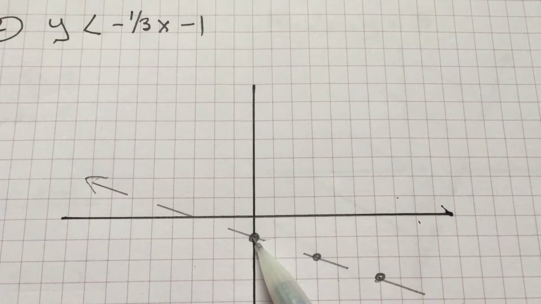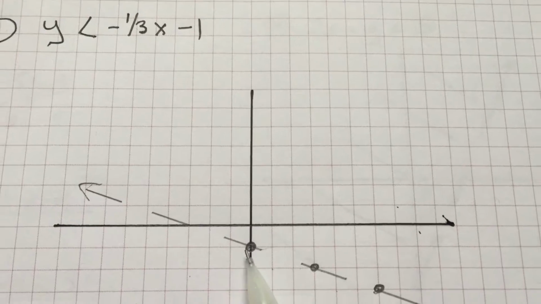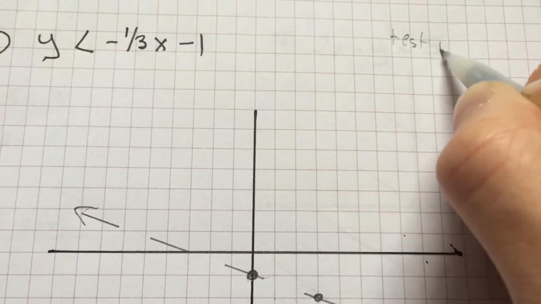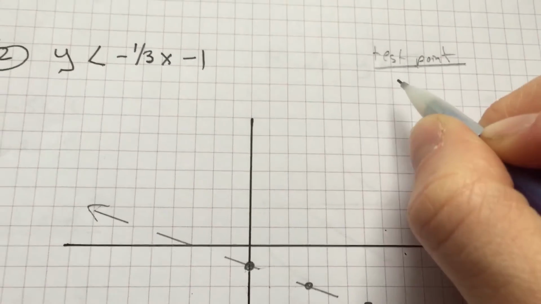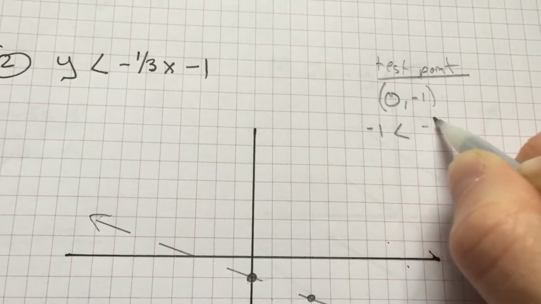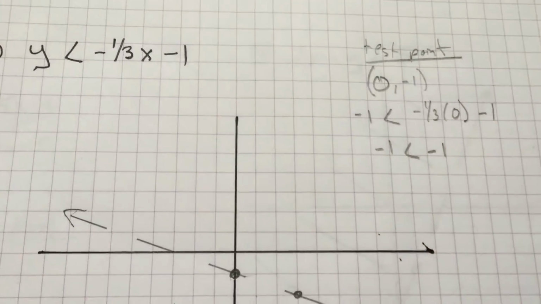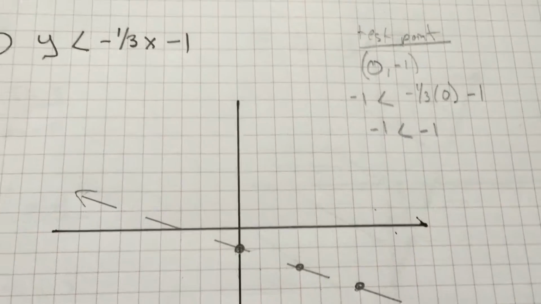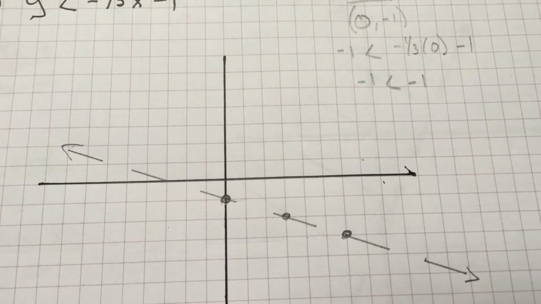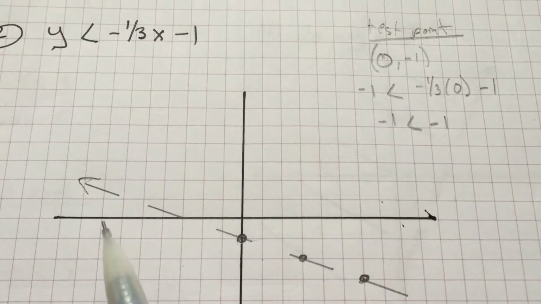So there's a negative 1, go down 1/3. Notice that it's a dashed line. So I'm going to just double check that that point's not going to ever be a solution. So I'm going to test the point, and that point will be 0, negative 1. So negative 1 is less than negative 1/3 times 0 minus 1. So this is what I'm talking about. Negative 1 cannot be less than itself, which means all of these solutions will not be answers.